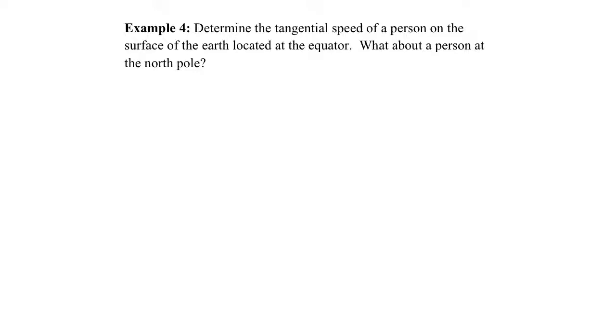So what about the North Pole? A person smack on the North Pole as it rotates. What are they doing? They're really not moving. They're rotating, but they're not covering any arc length. Is that clear? So their tangential speed, remember, tangential speed is the distance covered, the arc length over time. This person, though, is going to have 0 tangential speed at the North Pole.